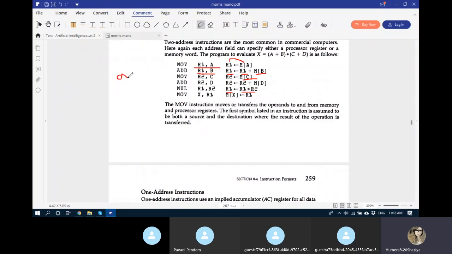This is like, suppose A equal to 10, B equal to 5. If I want to perform multiplication and store the result in A, then what do you do? A is equal to A into B. The same thing you are doing here also. Previously A had a value 10. After this operation, A will get a value 50. And you are moving the result, which is stored in R1, to memory, M of X. This is two address register.